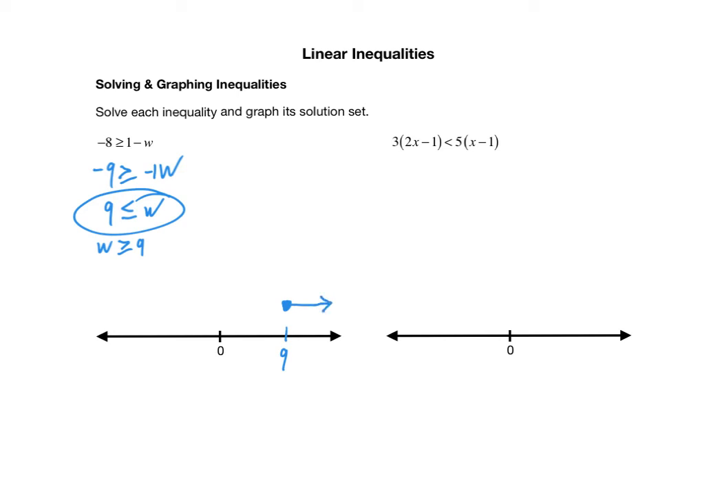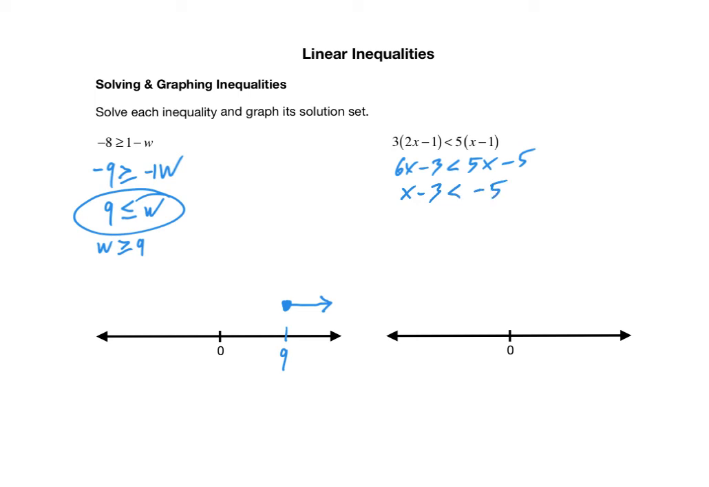We solved that one. Let's take a look at this one here. Our first move, just like as if this was an equation, would be to do the distributing. So 3 times that difference is 6x minus 3 is less than 5 times that difference is 5x minus 5. Just like with equations, if you've got variables on both sides, you want to get rid of one of them. So I would subtract 5x from both sides. If I subtract 5x from the left, that would give me 1x minus 3. And if I subtract 5x from the right, I'd get negative 5.